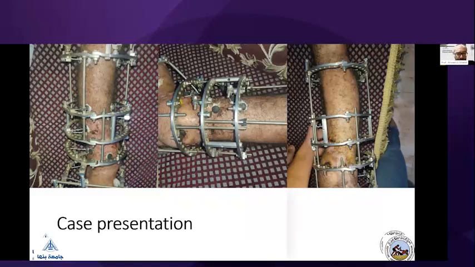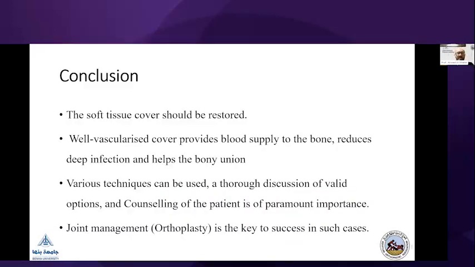So the key point in this case is that the soft tissue cover should be restored. We need well vascularized cover, because that's the point. If you continue doing the VAC, it may close, but again, the VAC will just give you granulation tissue that is very thin, and it does not offer blood supply to the bone inside. Well vascularized cover, which is a free flap or pedicled flap or any kind of flaps, gives blood supply to the bone itself. This reduces the deep infection and helps the bone union. Several techniques.